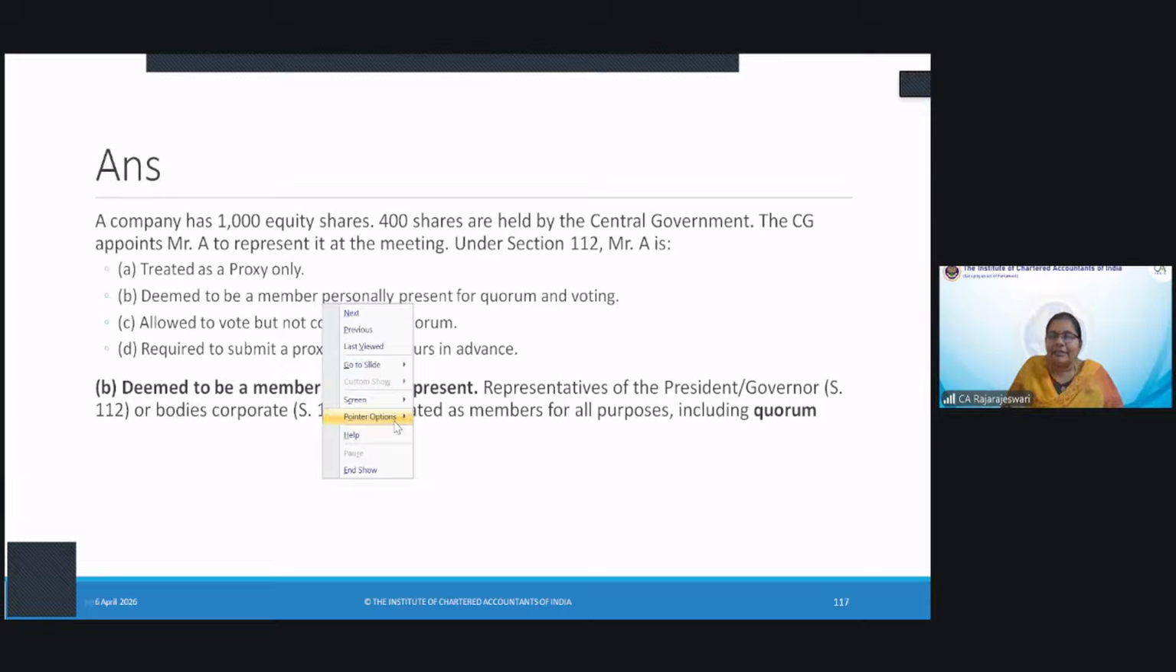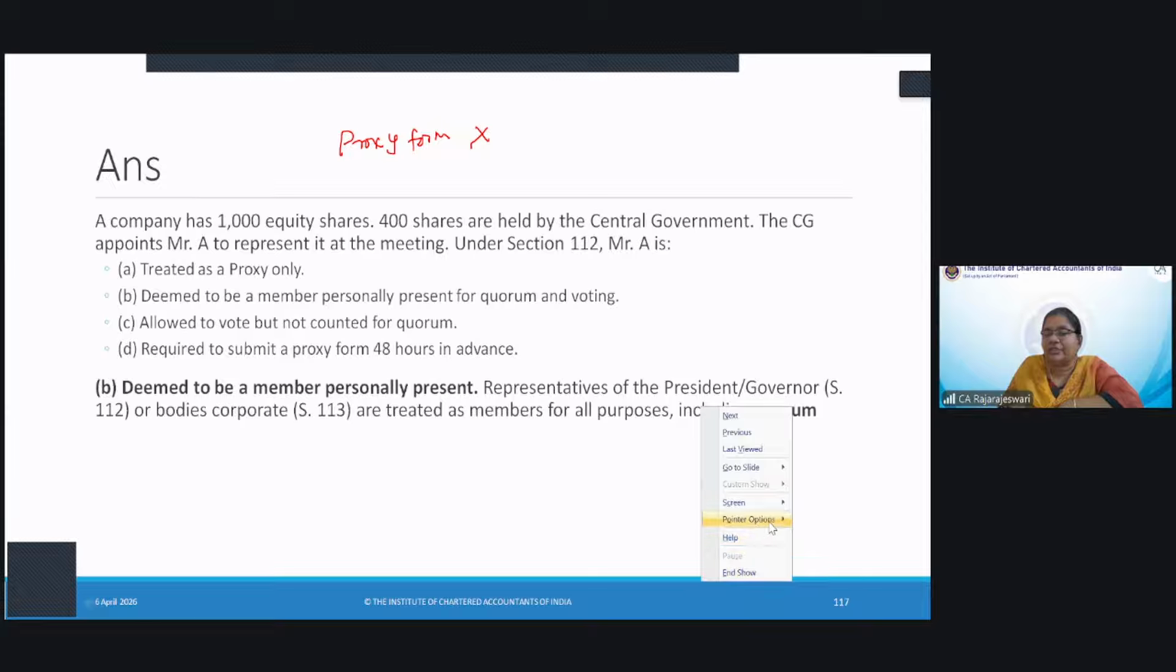So you were saying whether he is a proxy or not, he will be as per the proxy rules. But he is not submitting the proxy form. Proxy form, no, he is not submitting it. So he is only personally present for quorum and voting. So he is a representative of the government. He is not a proxy of the government. He is representing the government. So he is a representative.